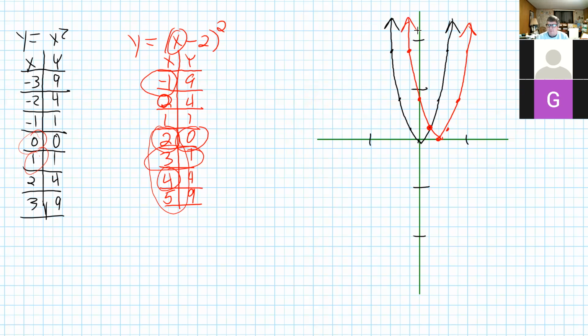What happened to the graph? How does the red graph compare to the black graph? They moved 2 spots over to the right. Yes. Okay. Here, this is the bonus Jeopardy question. What do you think that graph is going to look like compared to the black graph?